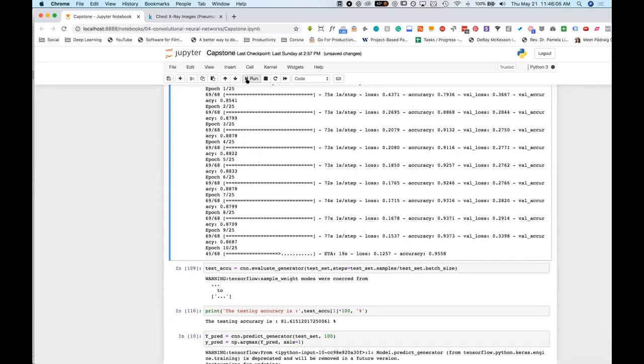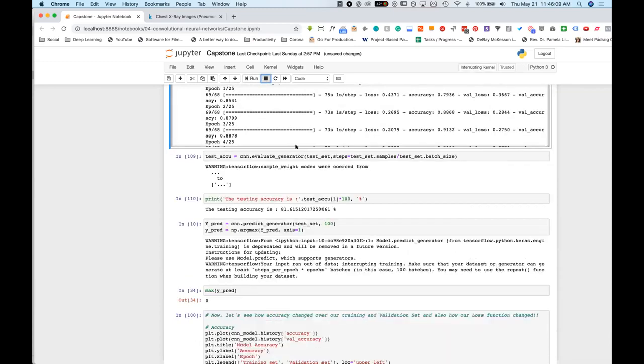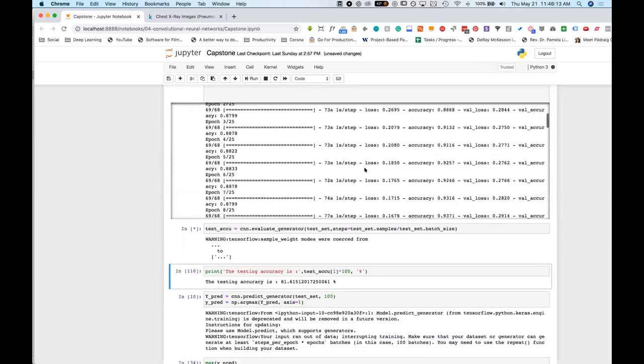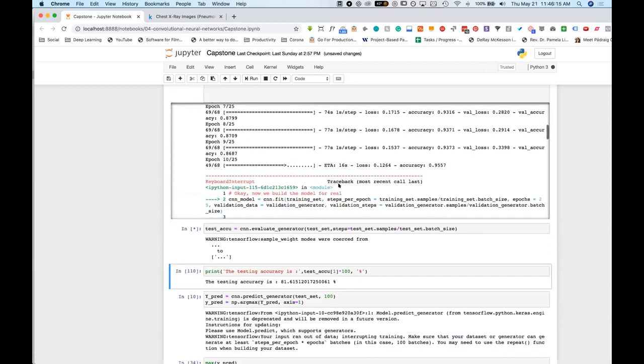Oh, it's actually still running. Trained it and got, let's evaluate this now. I think the most that I was ever able to get was like 87%, and I tried a bunch of different configurations. This one just ended up at 77%.